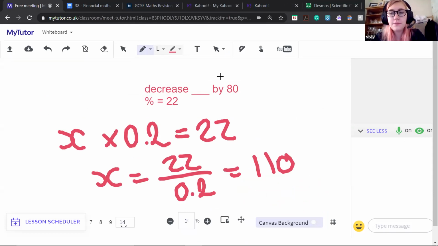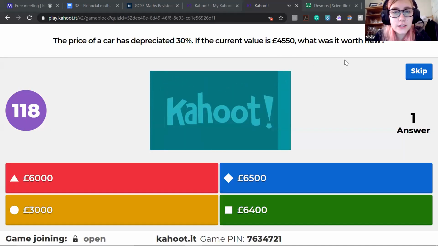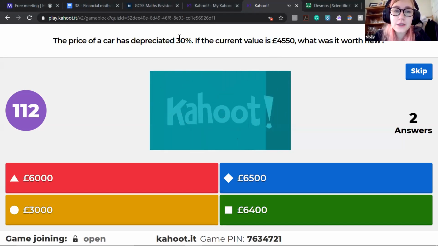Bit of a harder question. So again, another reverse percentages question to challenge you guys. So the current value is 4,550, but that is a 30% decrease of what it was originally.